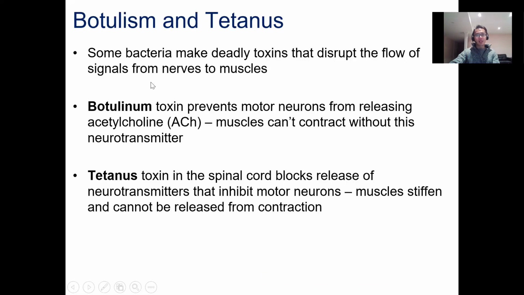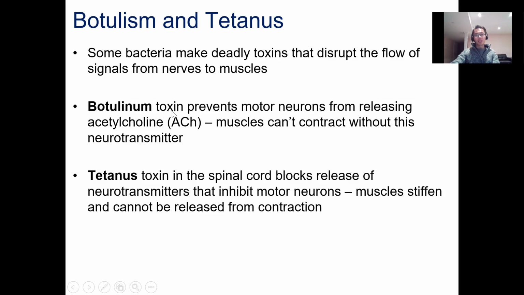Botulism and tetanus. Those are caused by bacteria. Botulism or botulinum toxin, okay. Anybody have heard of botulinum before? Like Botox, you might have heard of Botox, right? So Botox is the stuff that people inject underneath their skin to make their skin wrinkle-free or something, right? And that's derived from the same bacteria, okay, that creates botulinum toxin.